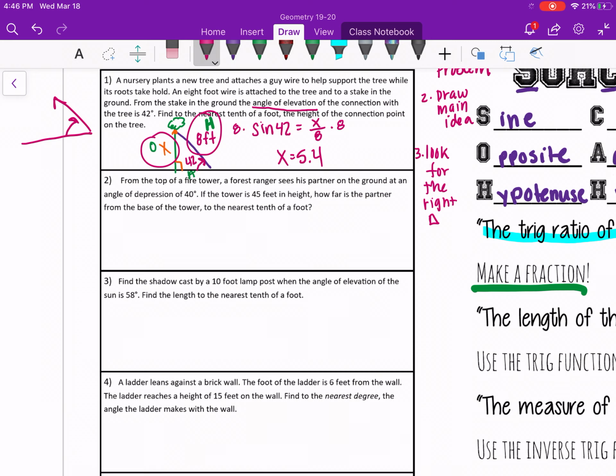Number 2 says from the top of a fire tower, a forest ranger sees his partner on the ground at an angle of depression of 40 degrees. If the tower is 45 feet in height, how far is the partner from the base of the tower to the nearest tenth of a foot?